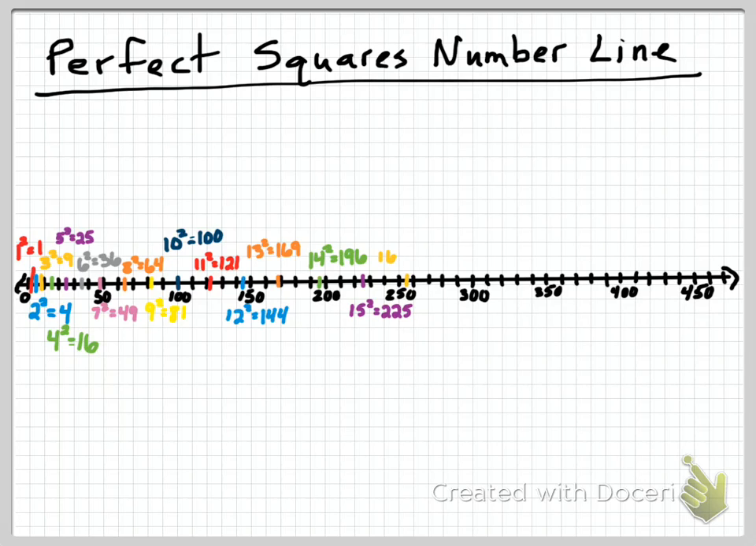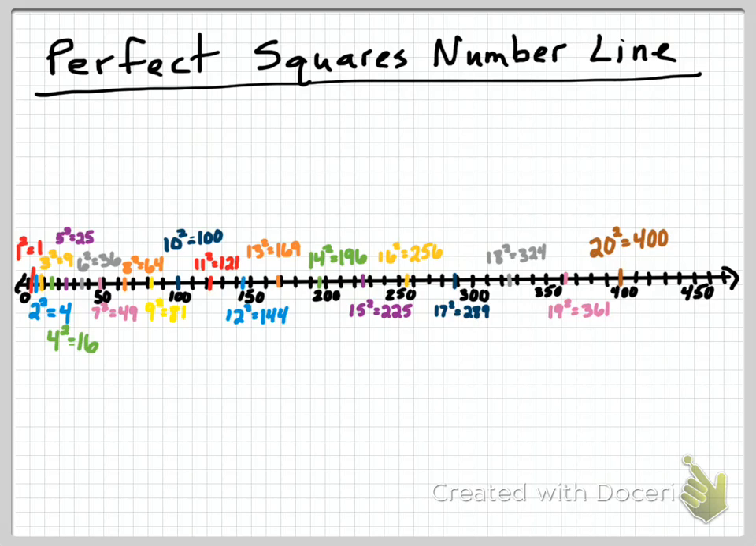Then 256. 16 squared is 256. And 289. 17 squared equals 289. Then 18 squared equals 324. Then 19 squared equals 361. And then 20 squared equals 400. Now, that's all the ones you have to know for our quiz tomorrow. I mean, later this week sometime.